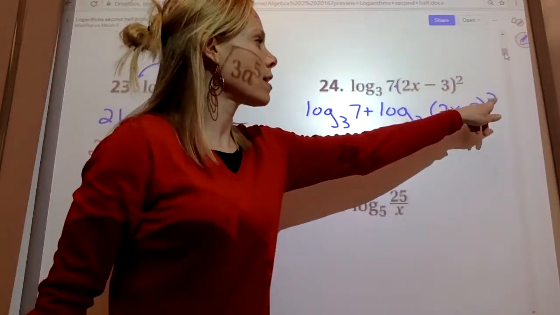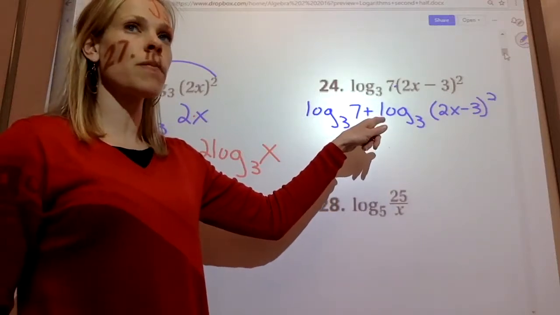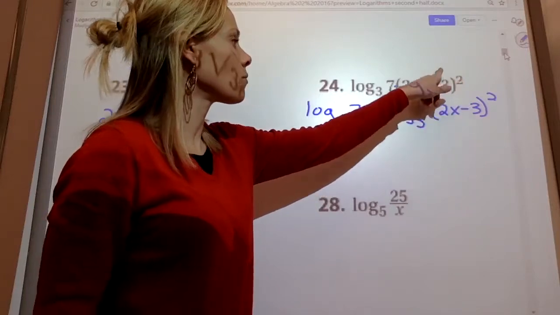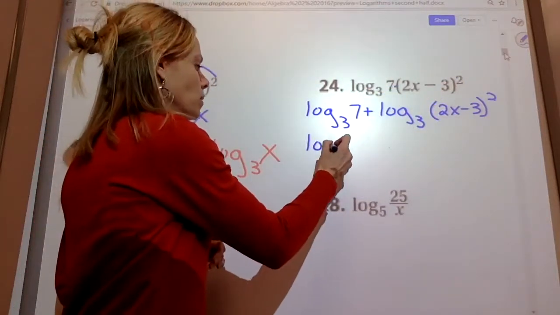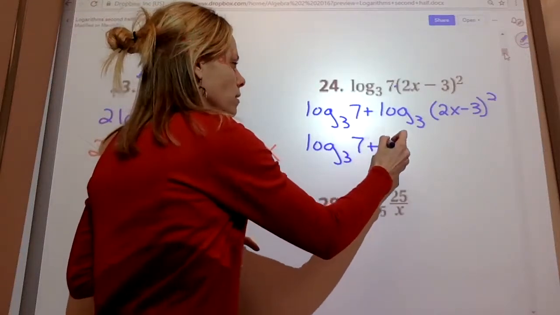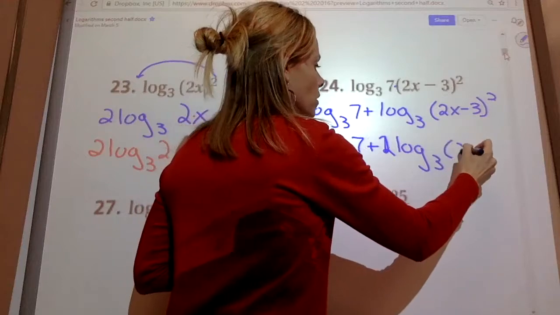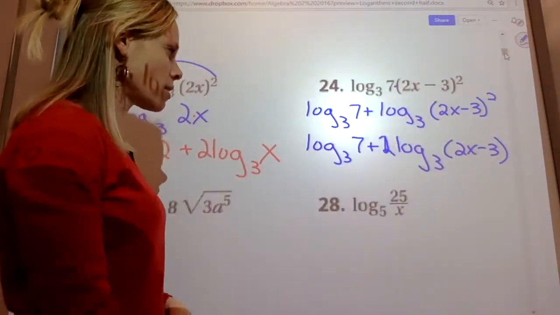Then I can take that squared and put it in front of the log. So you have to be careful when you're using that power property, that exponent property, that it's only going in front of the log that it's the power to. So one more step. I would have 2 log 3, 2x minus 3. And then I can't break apart this 2x minus 3. That just stays.